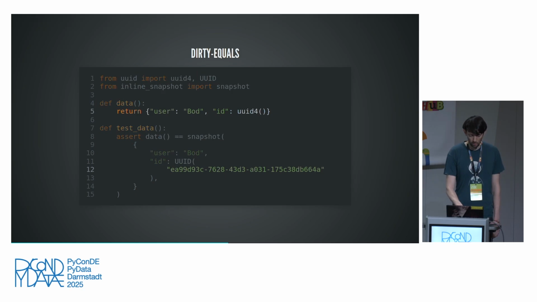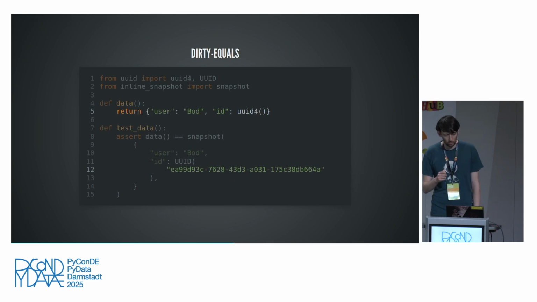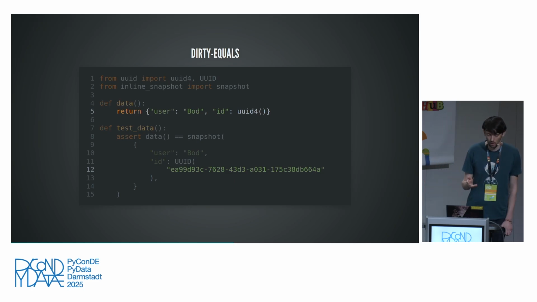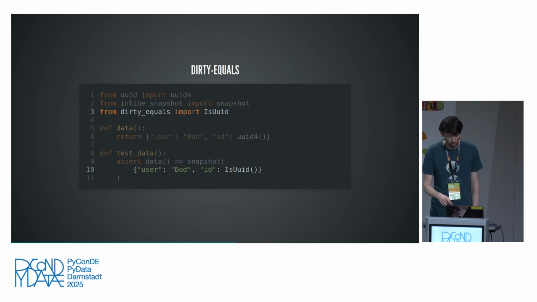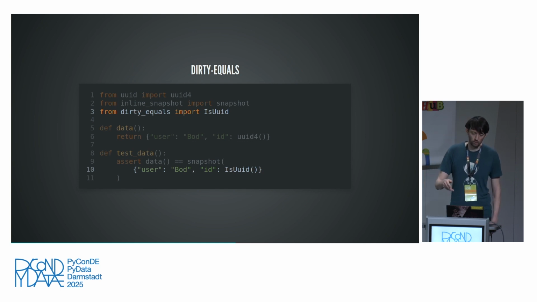The problem here is that we have a data function, and this data function returns us a user Bob and an ID. The problem is this ID is a UUID, and it will change every time this test is executed, and will make it basically fail every time. The way you can solve it is by using .equals, and you can put this .equals directly inside the snapshot, and this allows you to customize the snapshot and make it less strict.